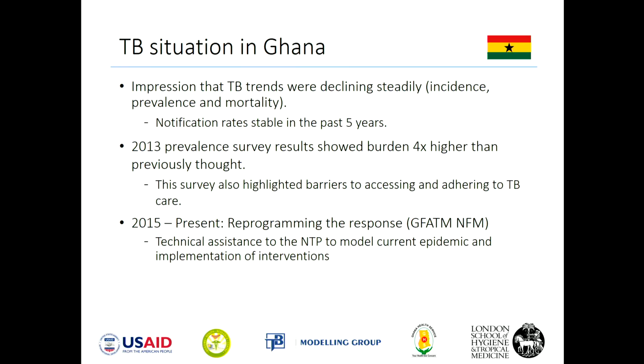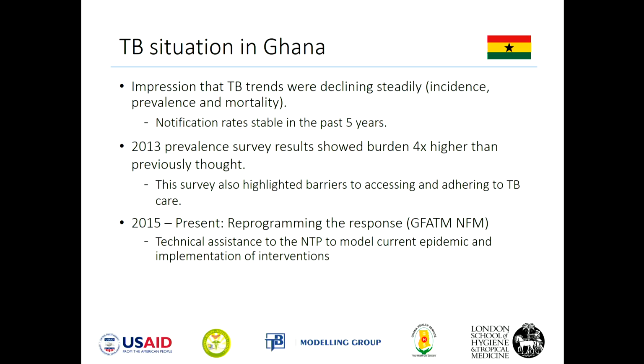And this survey also highlighted that there are considerable barriers to accessing and adhering to TB care. For example, amongst patients who had at least a cough for 2 weeks, they mentioned that not being able to afford TB care or being able to take time off work to go and see a doctor were one of the main reasons for not seeking care. And also the facilities were considered to be too far in some cases.